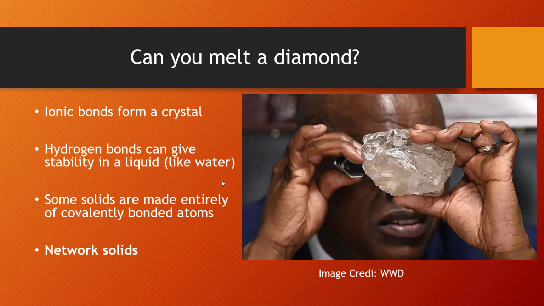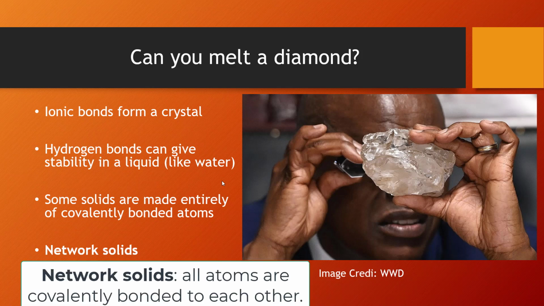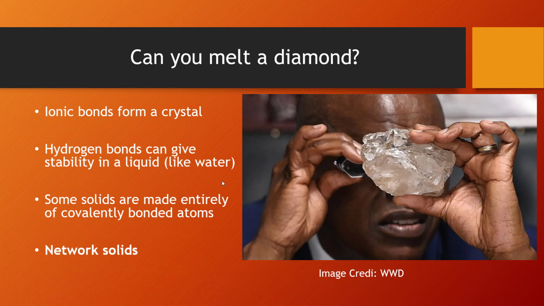Some solids, like a diamond, are made entirely of covalently bonded molecules, and this is a network solid. A network solid is where all of the atoms are covalently bonded to each other. So can you melt a diamond? No. It vaporizes to a gas at 3,500 degrees Celsius.